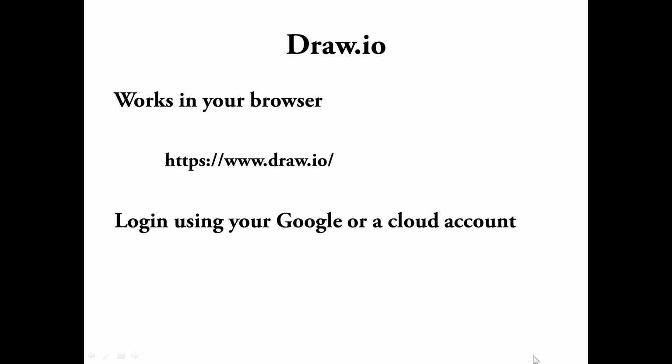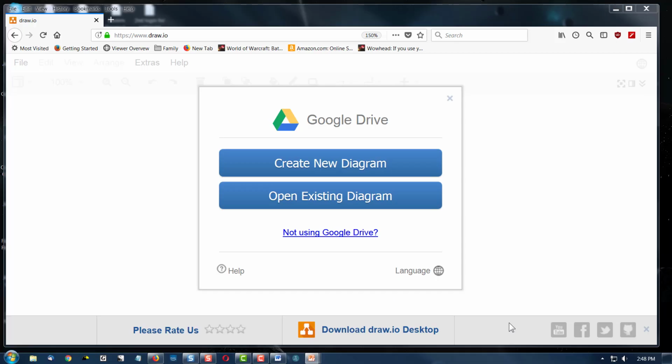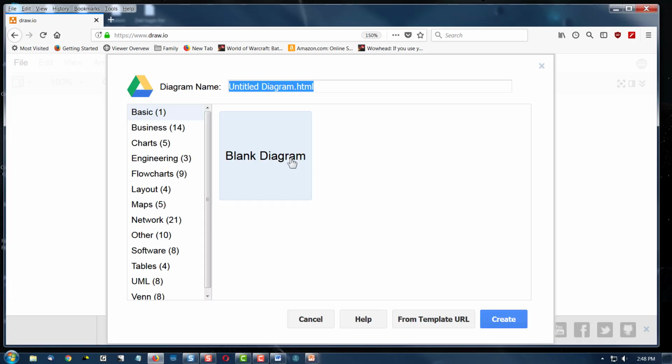Draw.io works in your browser. You go to the website and you log in using your Google account or any cloud account. We have some simple steps to follow, and I'm going to cover these in a demo. Here we are on the site. I'll click Create New Diagram, blank is fine, and the Create button in the lower right corner.